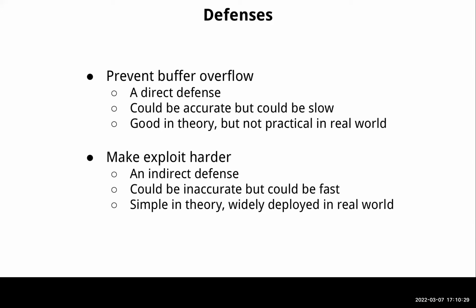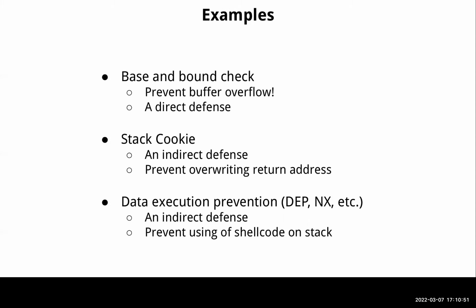So this kind of defense is usually very fast. The cost is very low. Usually very simple in theory, just some very simple defense, and they are widely deployed in the real world. So today we are going to see several of those. Those approaches are not perfect, so they are also called indirect defenses.